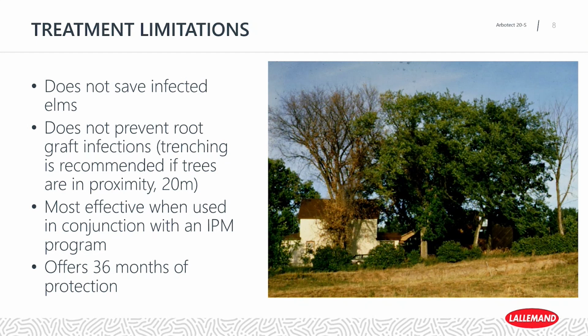Arbotect offers up to 36-month protection, so it's important to ensure that treated trees are retreated in a timely manner. And just like most pesticides, Arbotect is most effective when used in conjunction with an IPM program. So always make sure to use all the tools available to manage DED in a given area.